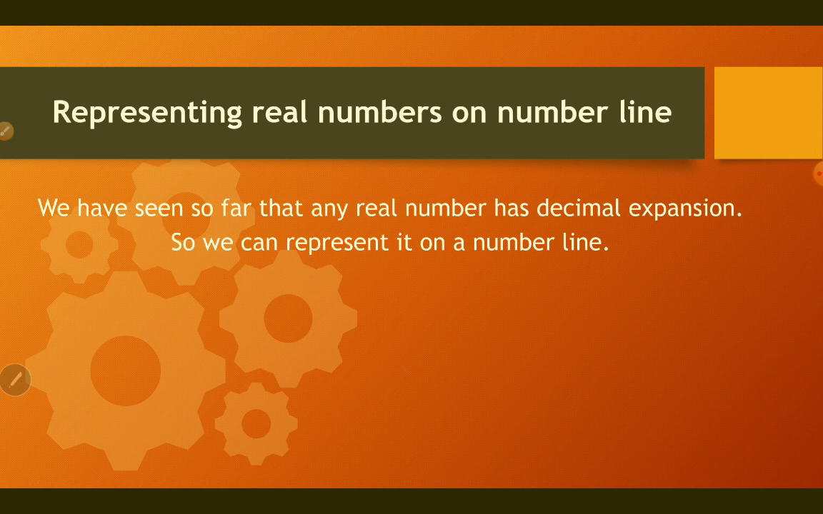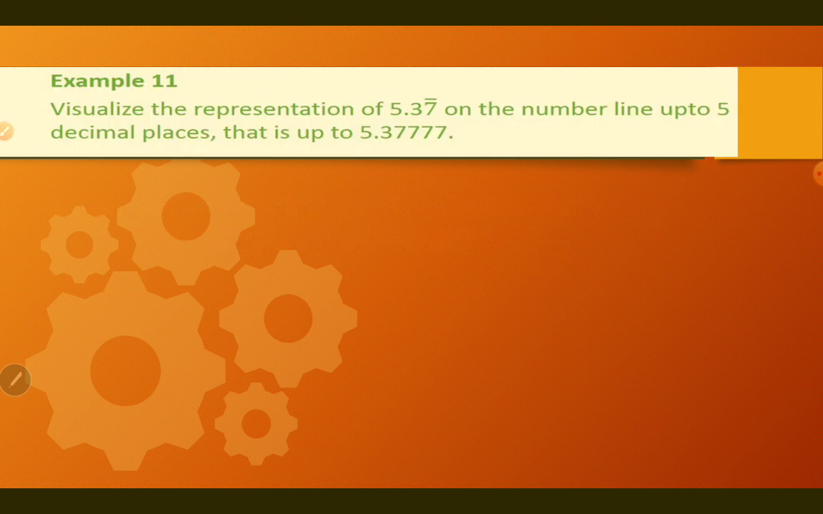Representing real numbers on the number line. We have seen so far that all real numbers have decimal expansion, so we can represent them on a number line. Visualize the representation of 5.37 bar on the number line up to 5 decimal places. This is up to 5.37777.